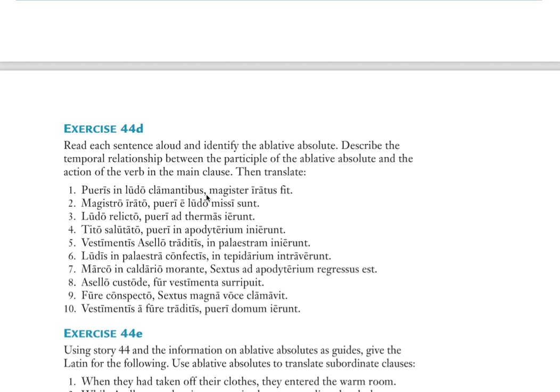So since there is a clear causality, we're going to say since the boys are shouting. Why are and not were? Because that's present tense. Since the boys are shouting in the school, the teacher is becoming angry. And that is it. Since the boys are shouting in the school, the teacher becomes angry. So present participle, same time here and here. And that's your translation.